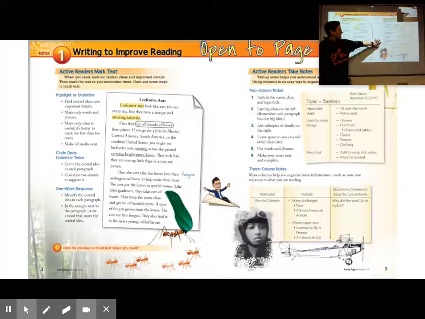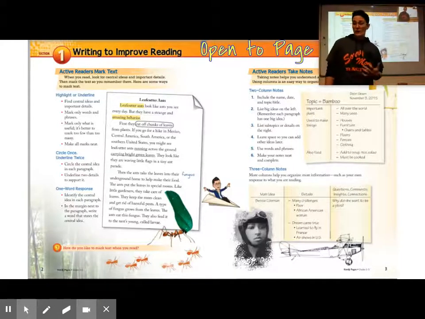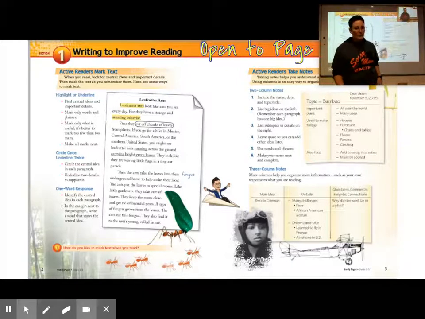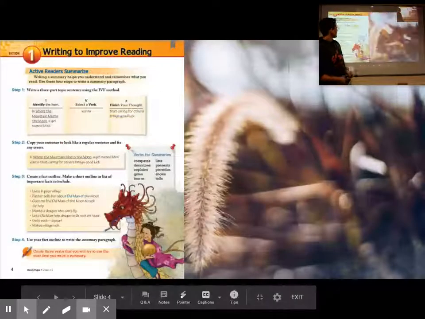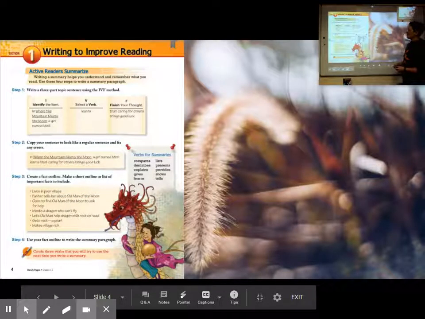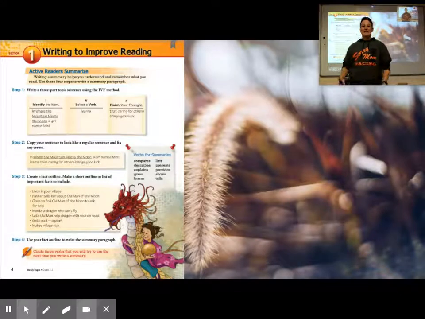It also talks about how active readers take notes. They talk about 3-column notes. Go ahead and use these things next time you sit down to read your book. It makes reading way more fun, and you get to know your characters and the story a lot better, so then it helps you understand it. There's also some tips for how you can summarize. Active readers are able to really think about what they're doing, summarize it, and then move on.